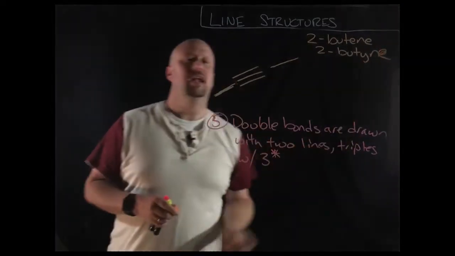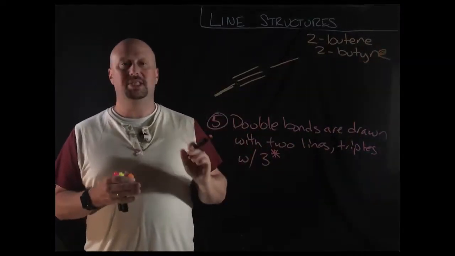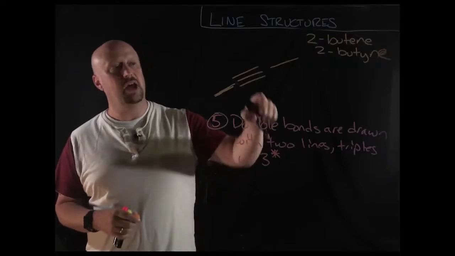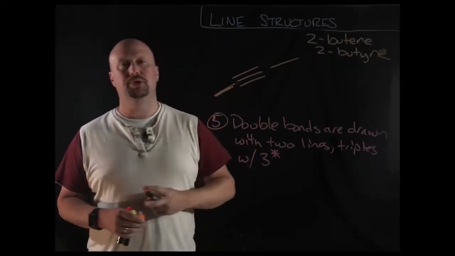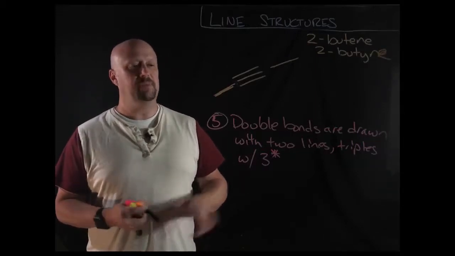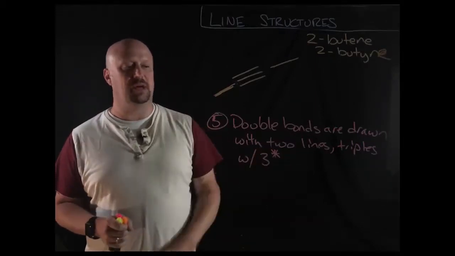I don't know if you guys can see that. The formula for 2-butyne then would be C3H6. Again, we added another bond in, and every time you add another bond in, you essentially pull 2 hydrogens out. So that's rule 5. That's multiple bonds. That's doubles and triples.